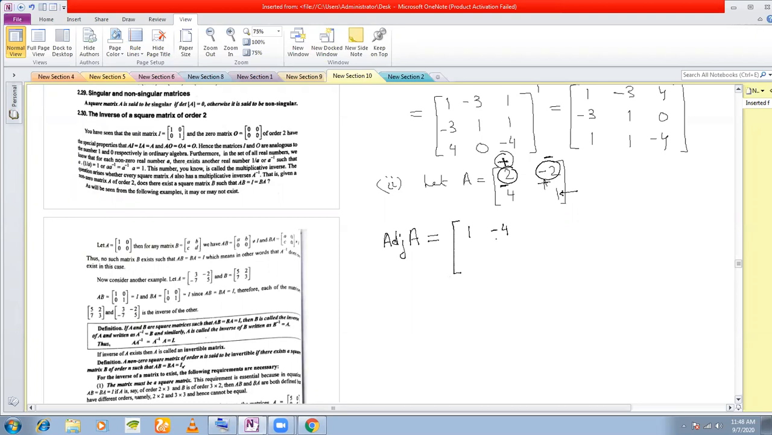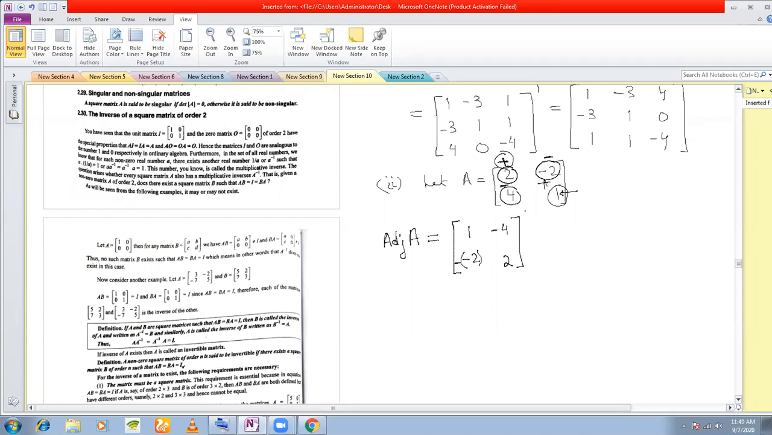Next, for this element, you cover the first column and the second row. You're left with minus 2, and minus 2 is in the minus position, so minus of minus 2 will give you a plus 2. And lastly, you have this. This is your plus position. You cover the second row and the second column. So you simply get a 2, and a plus 2.